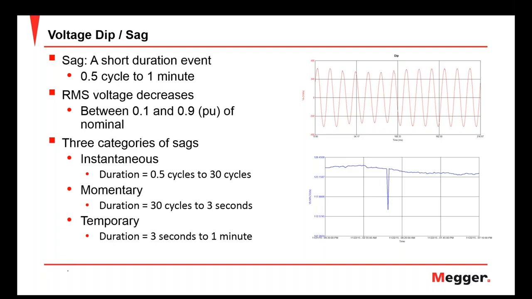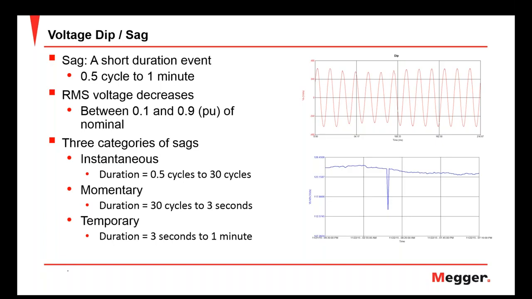Now, a voltage dip or sag is a short duration event. It's always between half a cycle and a minute. That's what makes them different than overvoltage or undervoltage events, is that the dips and swells are short duration, under a minute. And basically an RMS voltage dip is between 0.1 and 0.9 per unit, or 10% and 90% of nominal. And there are three categories, and they're all based upon the duration.